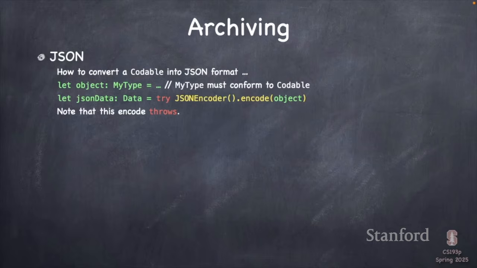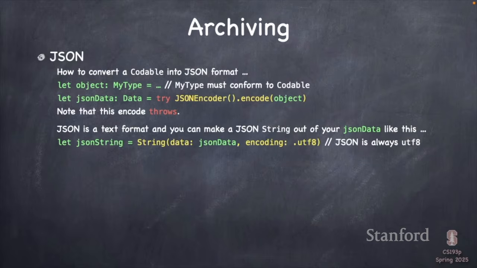And it throws because it's possible for your little encode functions to throw. That's what it can throw. And JSON, of course, is a string-based thing. It's not data, it's a string. So you can then turn that JSON data that you got back from the JSON encoder into a string by using this little string initializer, string data. Encoding is UTF-8. That's a Unicode 8-bit format for text. JSON is always UTF-8. And you'll get the string.